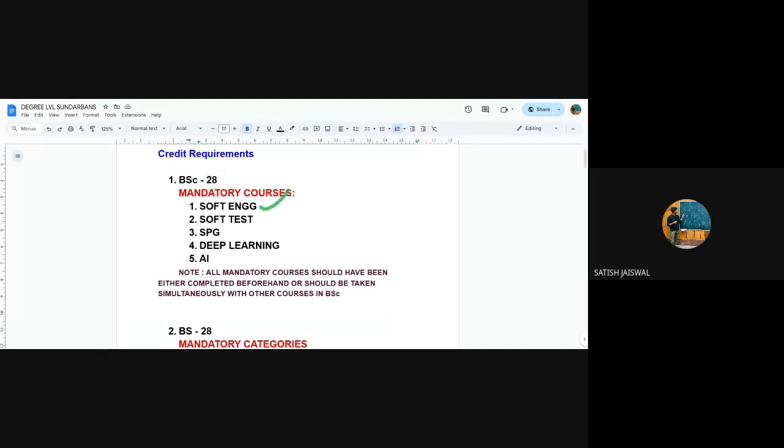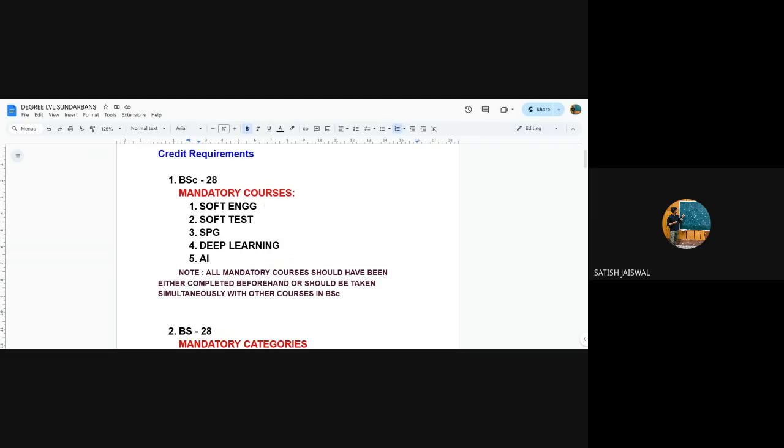First one is software engineering. Second one is software testing. Then you have SPG, that is strategies for professional growth. The next one is deep learning, and the final one is AI, artificial intelligence. Okay. So there is a rule here. For example, in the first term, you want to opt for 4 courses. The rule is you should be taking either all the mandatory courses, or you must have completed all the mandatory courses before taking any new courses. Okay. So these are the 5 mandatory courses.